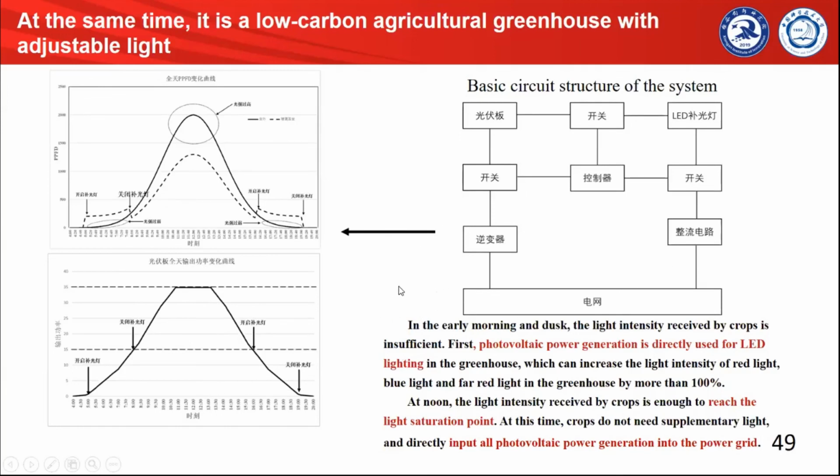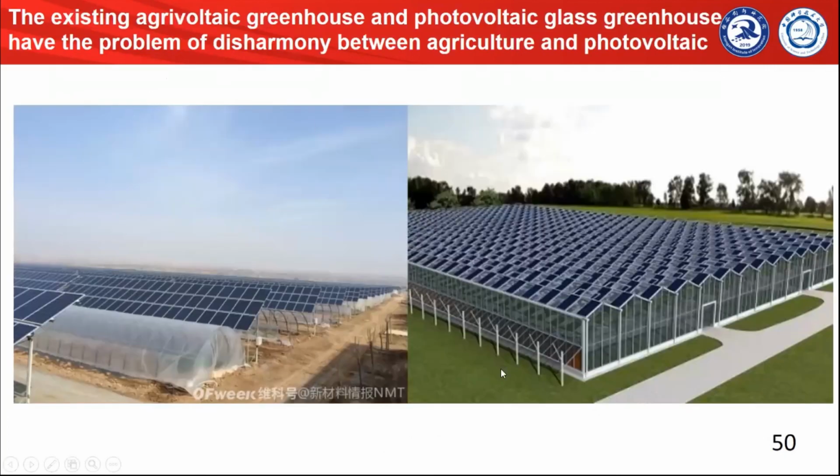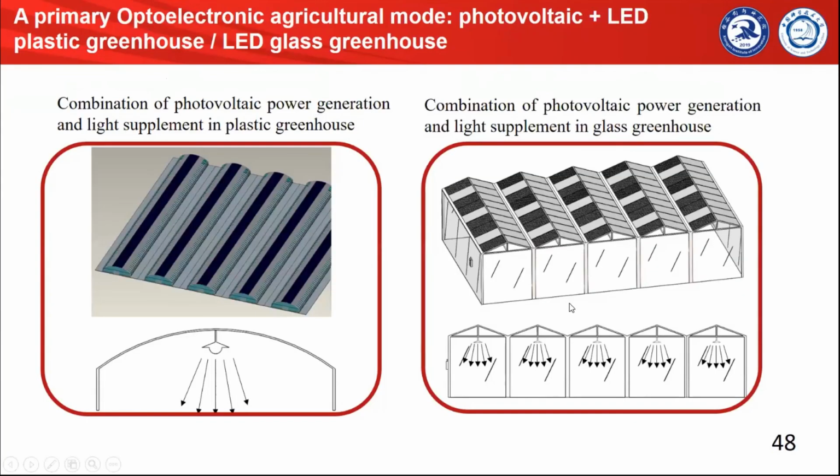This is a model we have just this year. This Spring Festival we set up an experiment. It has already started, and so far the results are promising. This is the existing APV greenhouse, where inside is not so uniform, as you can see. So our greenhouse is improved.